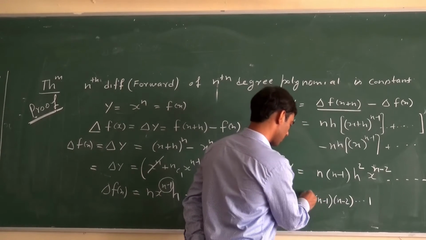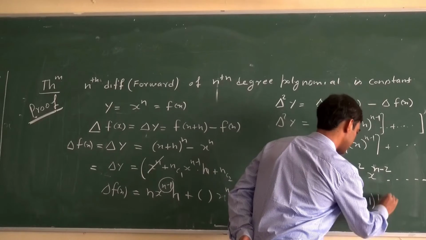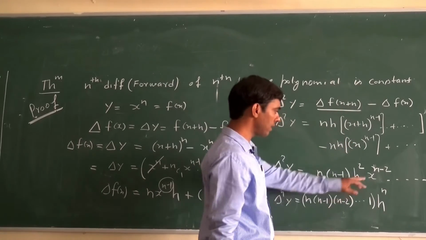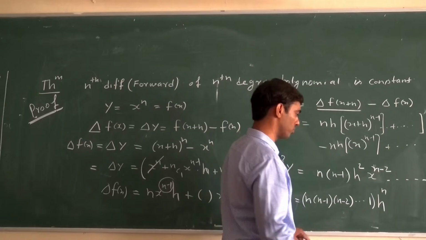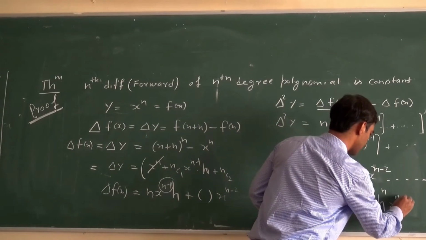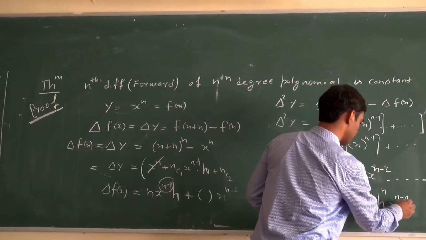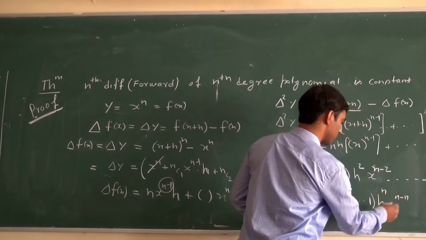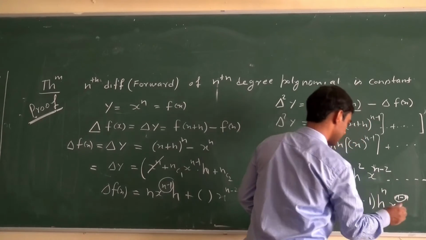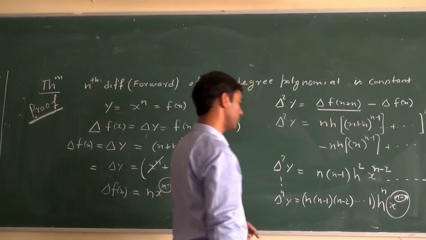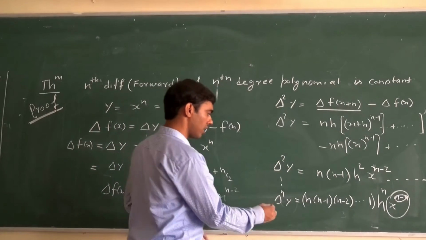Now this becomes h^n. What is the value of x to the power? If this is 2, then this is n minus 2. Then this is x^(n-n), which is x^0, and this becomes a constant. This equals 1, since x^0 becomes 1. So what is Δ^n y?